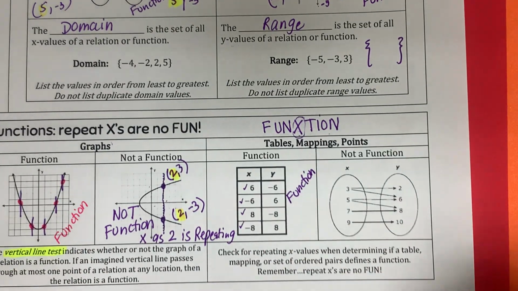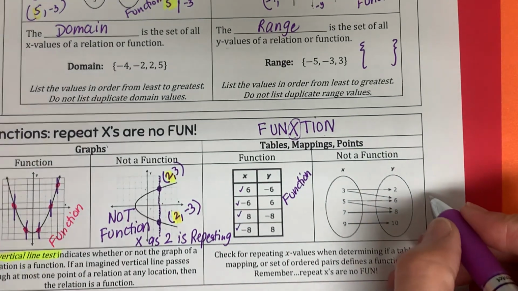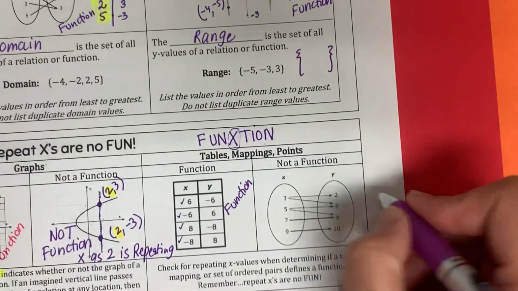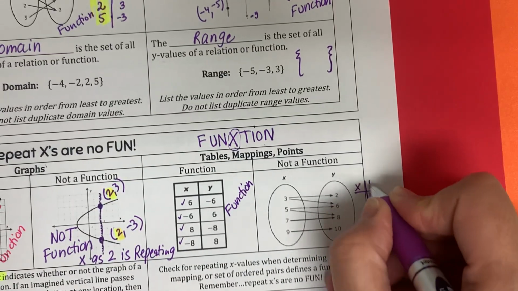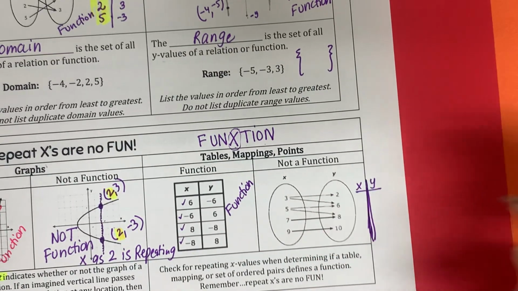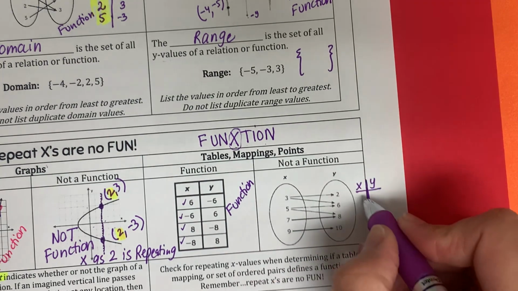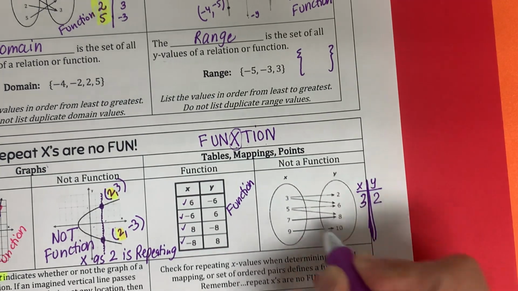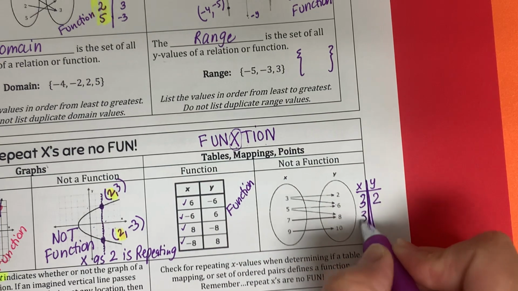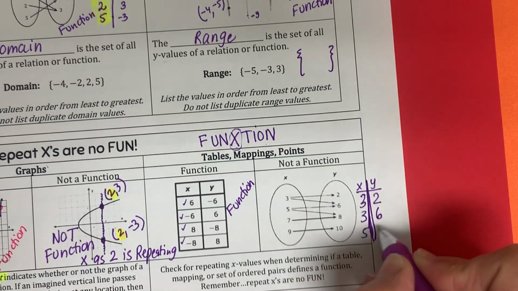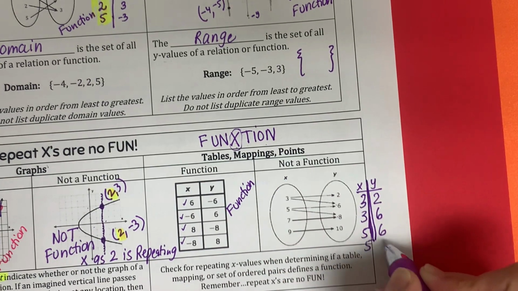On the mapping, the best way is to draw a table for the map, and I can see x and y easily. This is how we draw a tiny table. 3 is paired with 2, and 3 is paired with 6. 5 is paired with 6, and 5 is paired with 8.